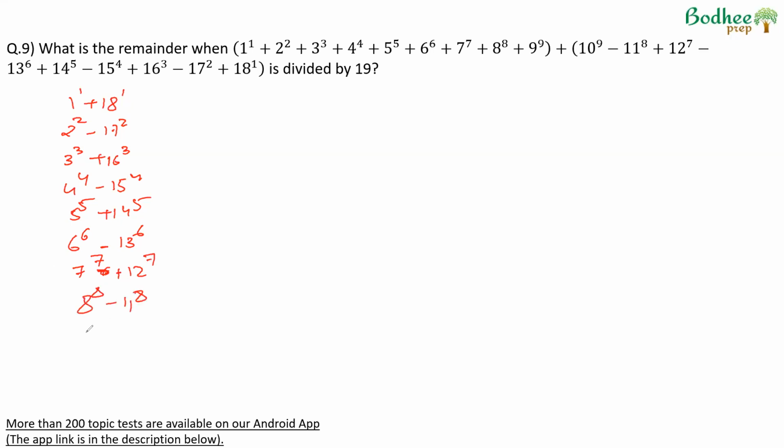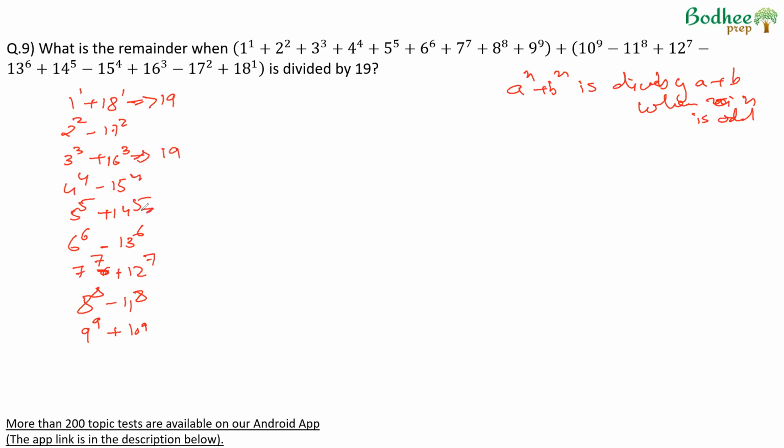Now here, we know from the identities that a raised to power n plus b raised to power n is divisible by a plus b when n is odd, and therefore this is divisible by 19, 18 plus 1. This is divisible by 19, this is divisible by 19, and this is divisible by 19. 10 plus 9, 19, 7 plus 12, 5 plus 14, and so on.